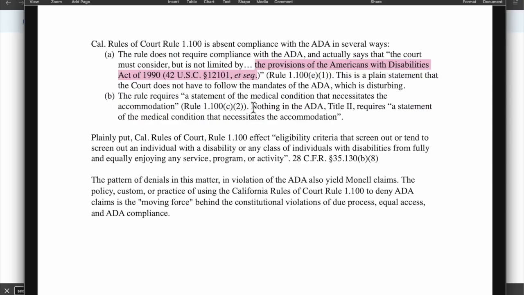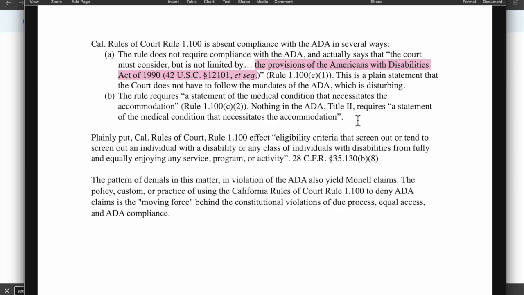The rule requires a statement of the medical condition that necessitates the accommodation. This is found in Rule 1.100C2. Nothing in the ADA Title II requires a statement of the medical condition that necessitates the accommodation. Now, I already know I'm going to get haters on this that say, you should have to prove your accommodation, you have a situation that needs an accommodation.